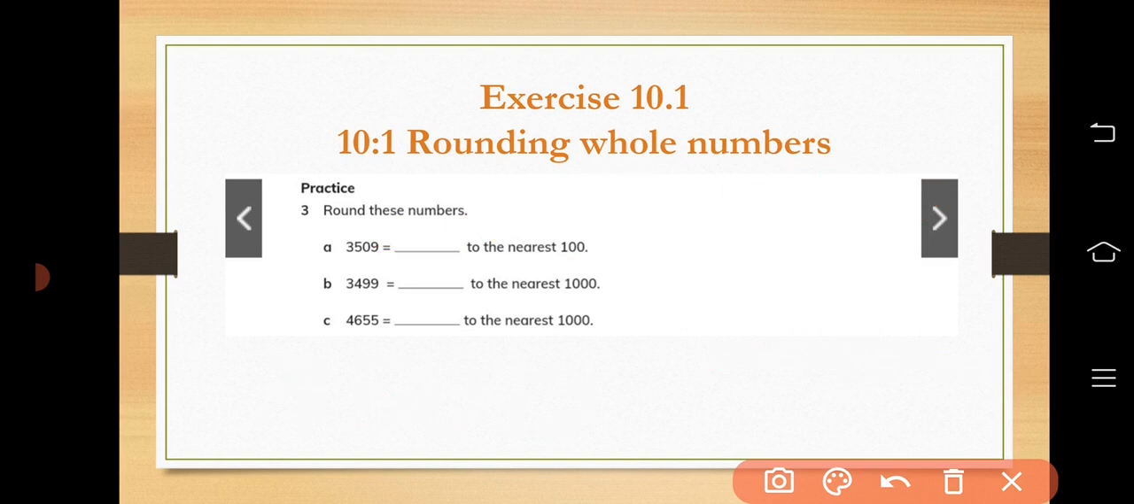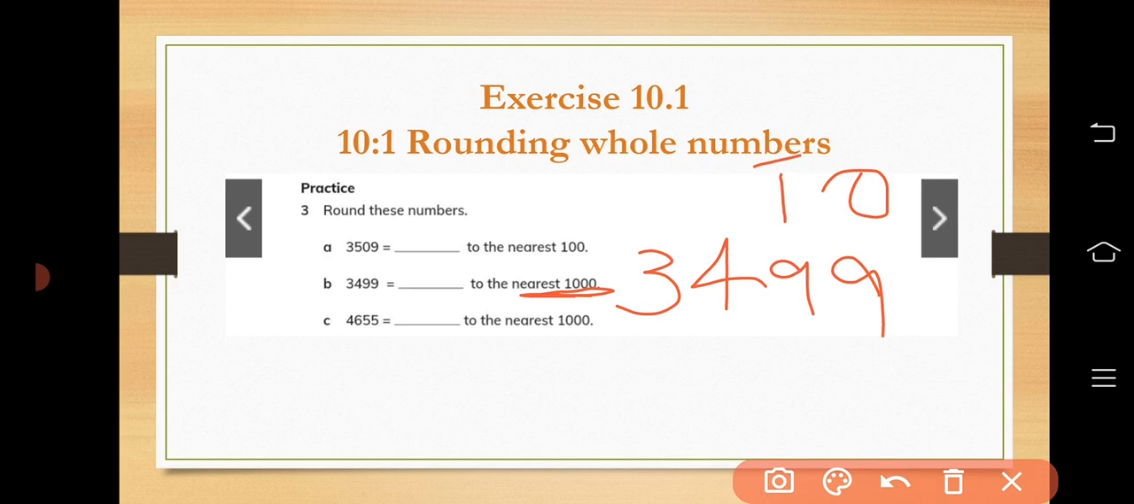Move to the next question. B part, 3499. And they say nearest to the thousand. Now firstly you have to write down the place value of this number: ones, tens, hundred, thousand. Now they are saying that round off this number to the nearest thousand. So you have to underline this value that is in the thousand place and circle the right value of this number, that is 4.